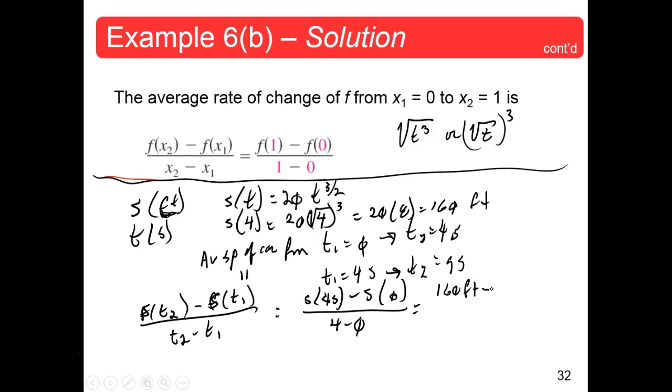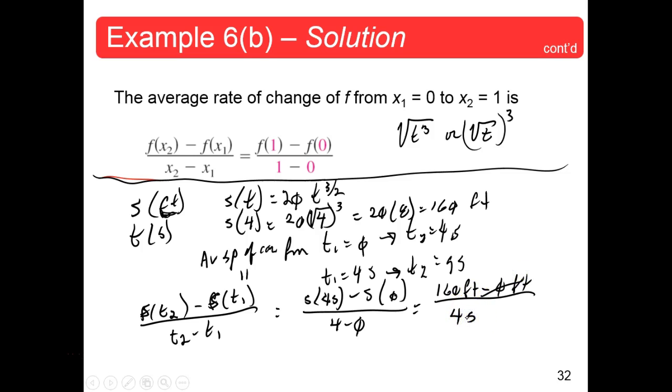Minus, what is it? s of 0 is 0, because 0 cubed is 0, and the square root of 0 is 0. It doesn't matter which order you do it. 20 times 0 is 0. So this is minus 0 feet, because you're at a stop. And 4 minus 0 is 4, so we can just leave that off. And this is seconds, by the way.